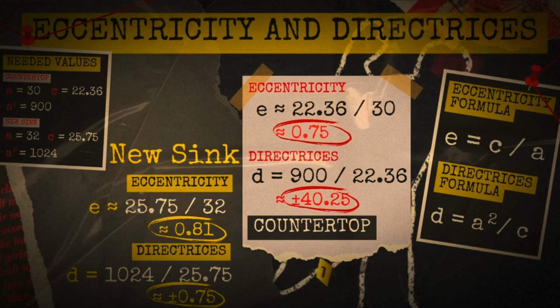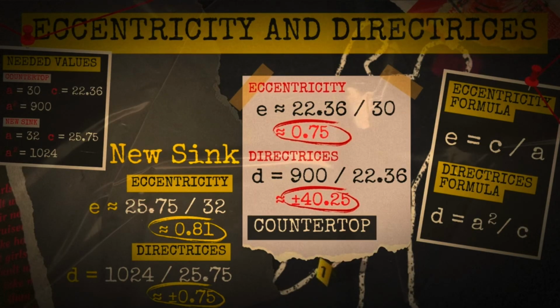For our exhibit B, or the new sink, in order to get eccentricity, we will be dividing c, or 25.75, over a, which is 32 in this ellipse. So 25.75 over 32 is equal to 0.81, which means 0.81 is our eccentricity for our new sink.